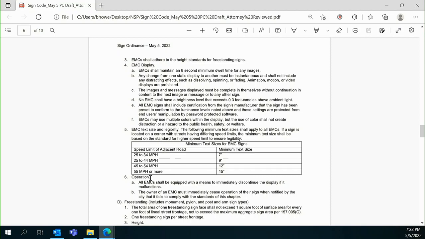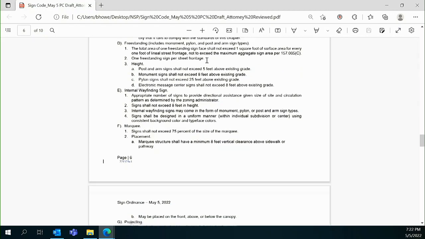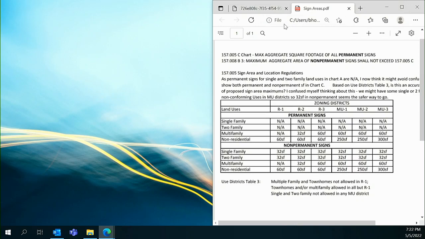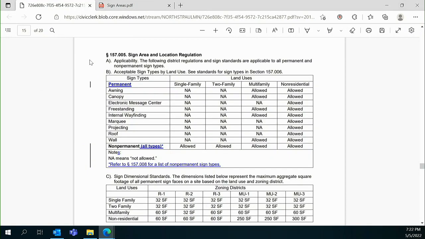Well, the next time I have anything is on page 17, so I don't know if anybody has something before that. I have two items, one is a question, the other is a comment. Under roof signs, item H, number 2, the new 2: shall not exceed 3 feet above the ridge line or parapet.